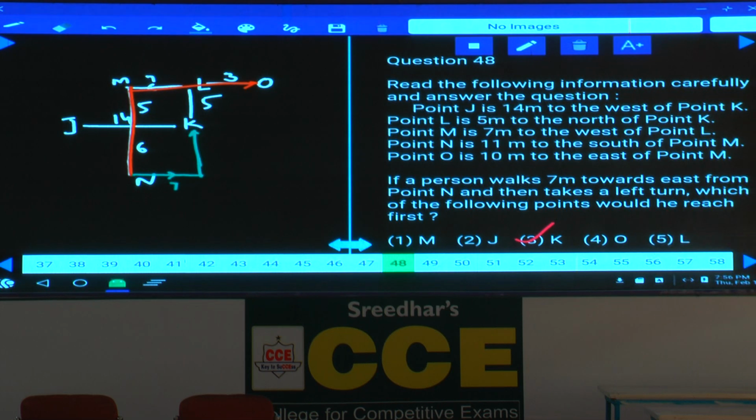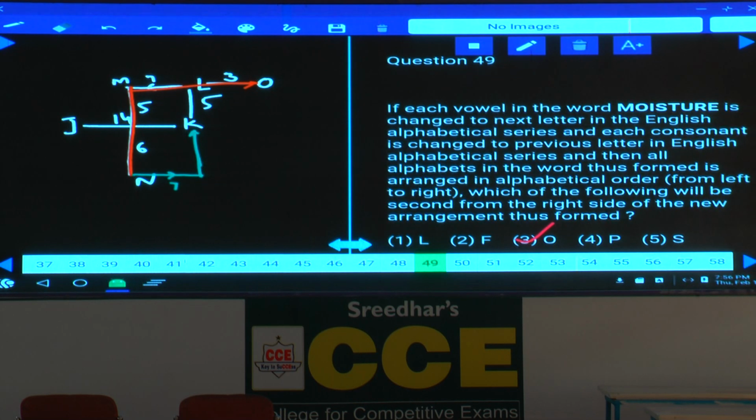Question number 47 and 48, only 2 questions are based on these directions. Then 49 and 50, 49.